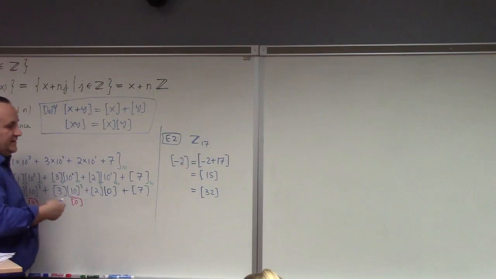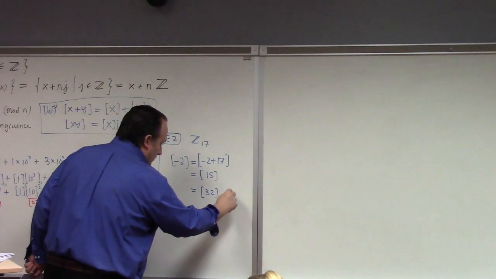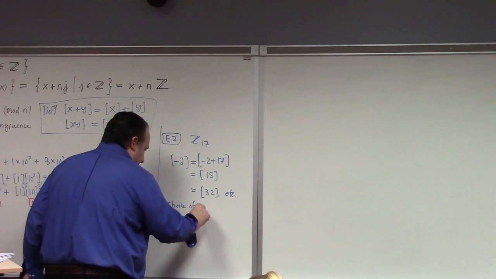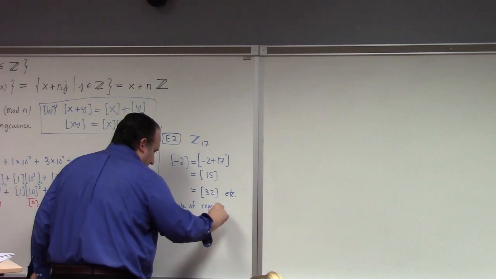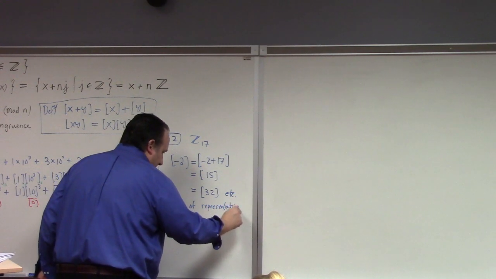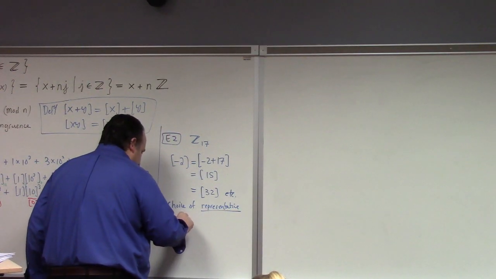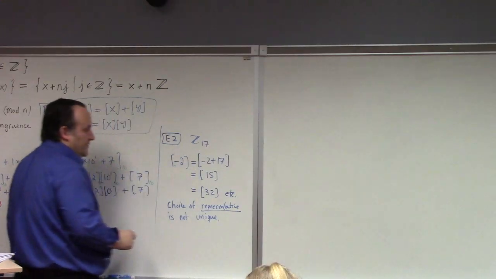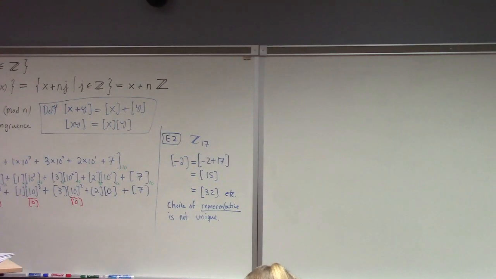Etc. So the choice of representative is not unique. Far from it, right? It's far from unique. There's infinitely many choices for a given equivalence class in terms of the representatives, because any one number in the equivalence class could be used to represent it.